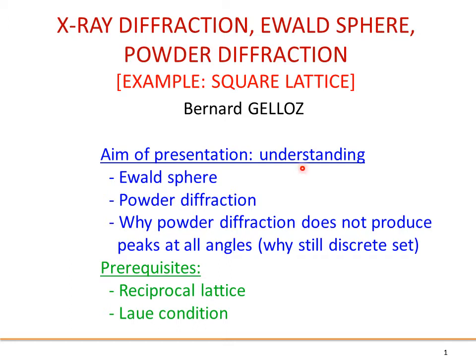Okay, so again, this video is to understand the Ewald sphere and powder diffraction. This is also a question I sometimes get from students: why does powder diffraction not produce peaks at all angles, since a powder includes all possible orientations of the crystal? Why don't we have peaks everywhere? In fact, we have many peaks, a discrete set of peaks. What we need to know before we start is the reciprocal lattice and the Laue condition.